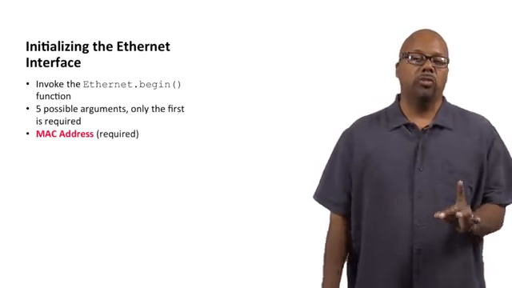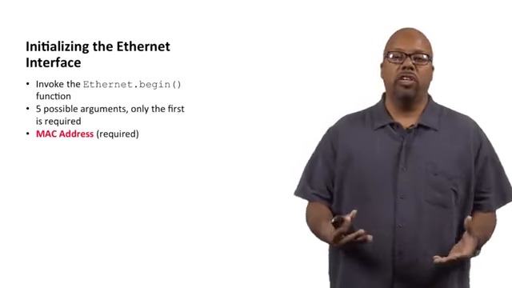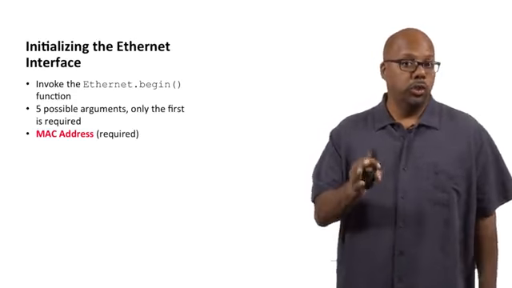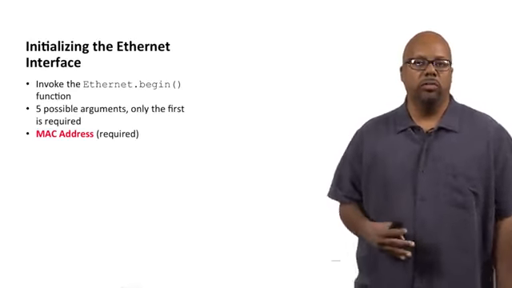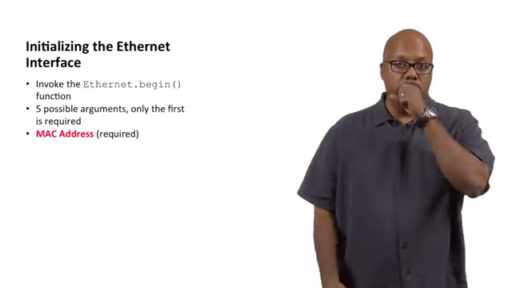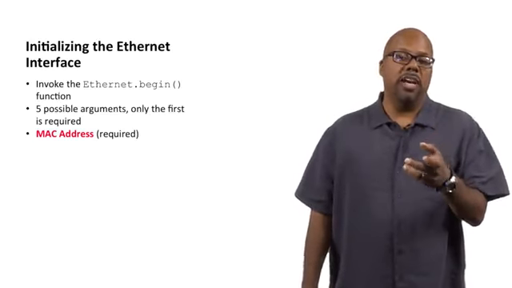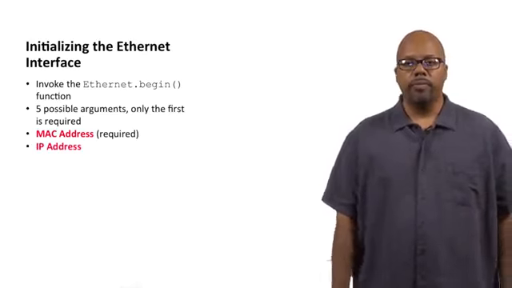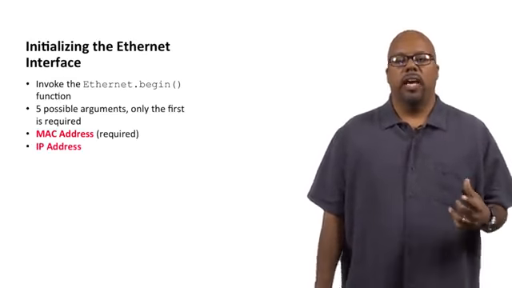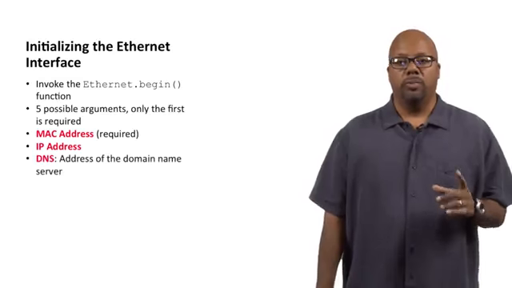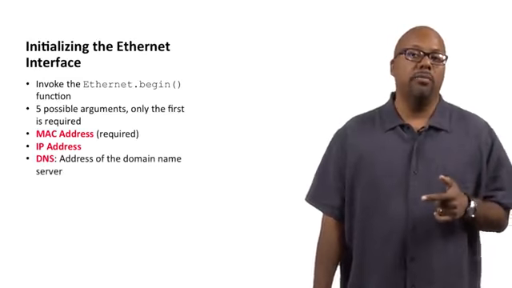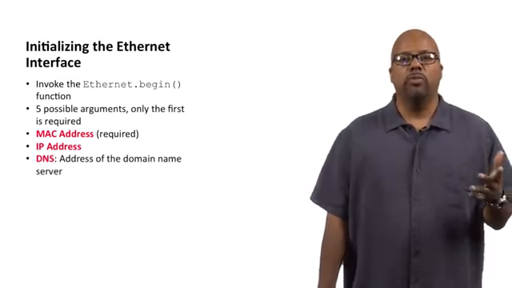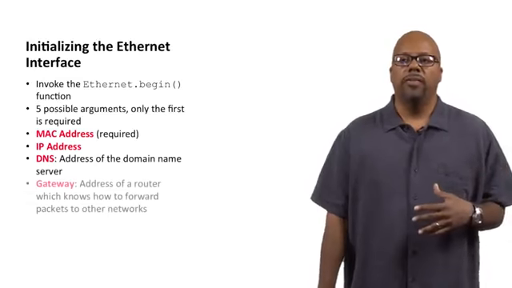So the first argument that is required is the MAC address. That's the MAC address of your Ethernet shield, which you can make up, by the way. In most shields, you can just create whichever one you want to create. You can use that. Or if it has a sticker on there that indicates its MAC address, you can use that too. Next is the IP address, that's the IP address of your shield, optional. DNS, so that's the IP address of the domain name server that you want to connect to by default, and you don't have to give that.